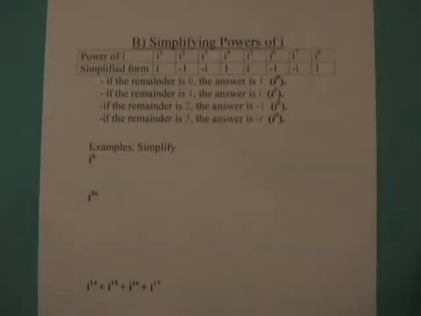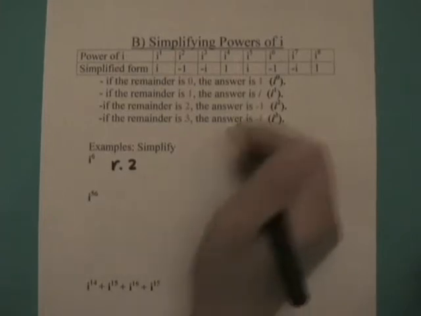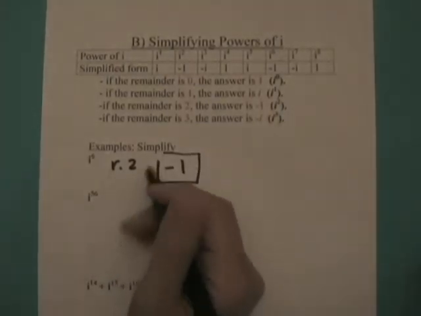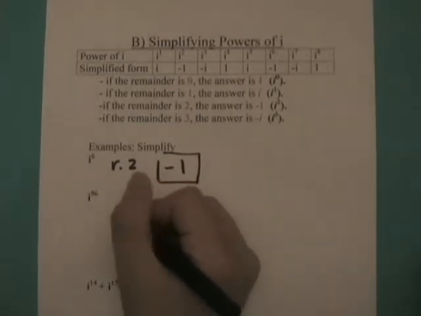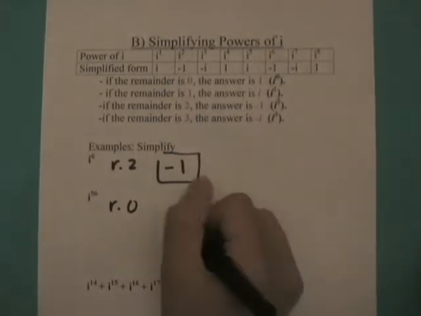So let's move on to an example. Let's simplify i to the sixth. If you divide 6 by 4, the remainder will be 2. So if the remainder is 2, the answer will be i squared, which is just -1. So the answer is -1. Let's do a higher degree power. 56, if we divide that by 4, it just equals 14. So the remainder is 0. If the remainder is 0, the answer is i to the 0, which is just 1. So the answer is 1.